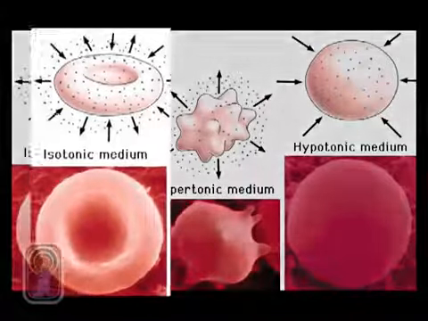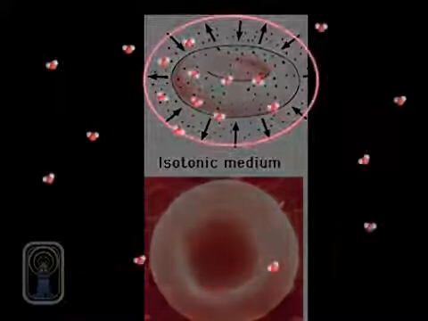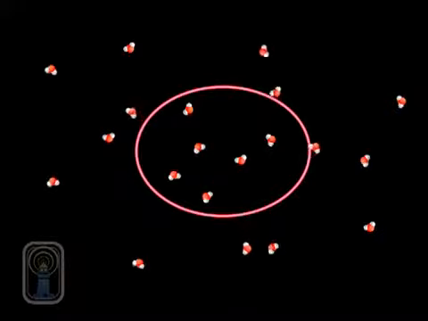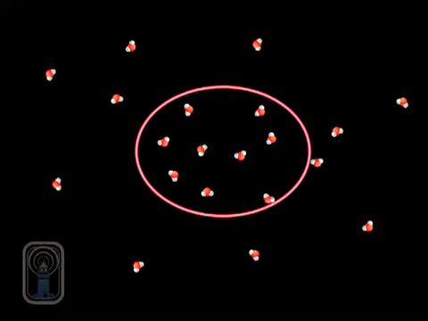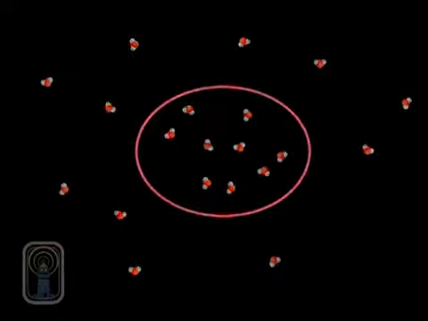If a solution is isotonic, there is an equal concentration of solute both inside and outside of the cell. Although water molecules continuously move into the cell and out of the cell, the concentration on both sides of the semi-permeable membrane remains the same.